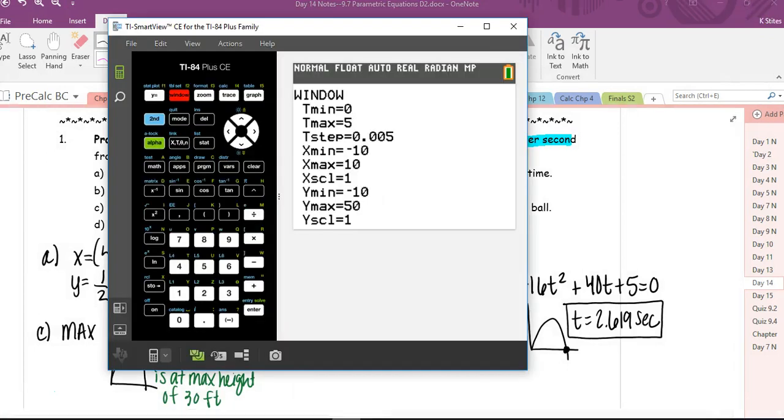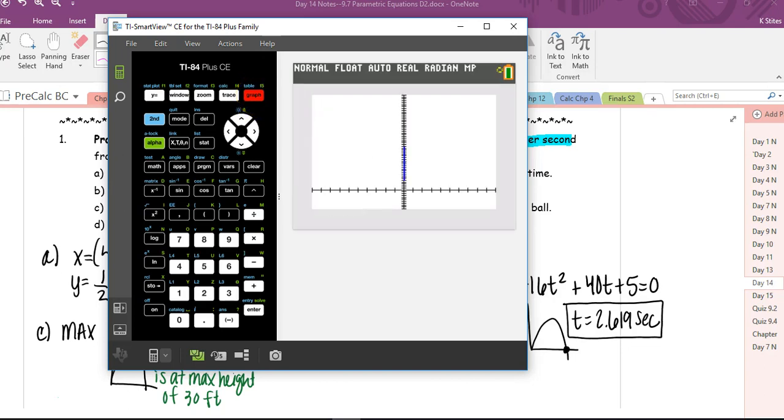And then what else? Y max I put up at 50 because the highest that the ball gets is 30, so I just left it what it was before. So the ball goes up and it comes back down.